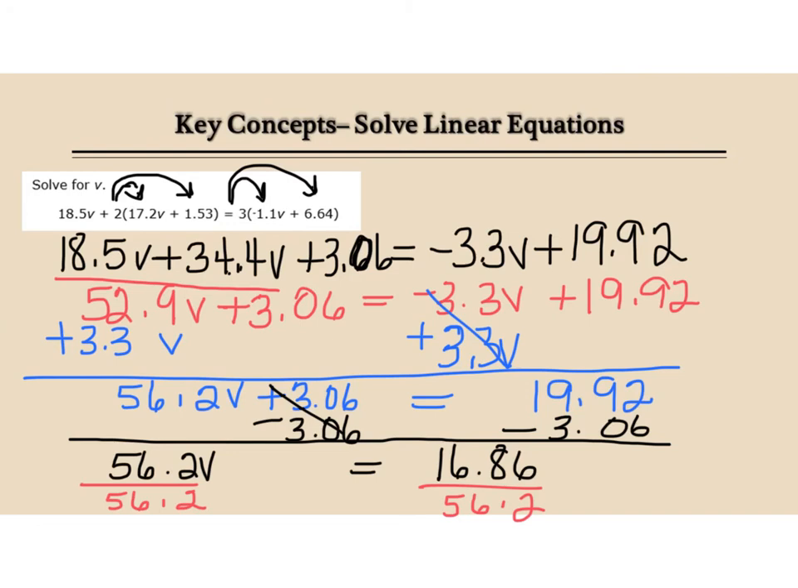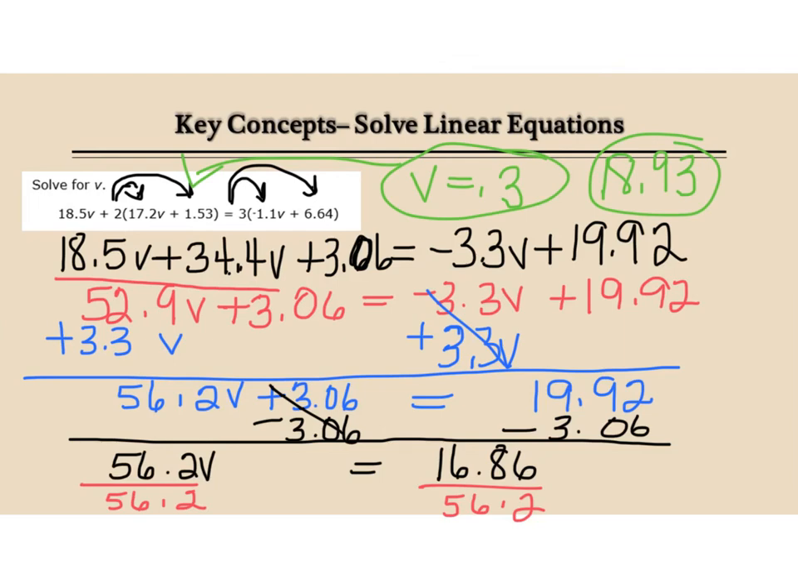Which will eventually give me v equals 0.3. Now when I plug 0.3 back into the original equation over here on both sides, I end up with both sides equals 18.93. And because both sides equal the same number, 0.3 has to be the correct value of v. Now you're going to do a couple problems. If this is confusing, go back and look at what I did again.